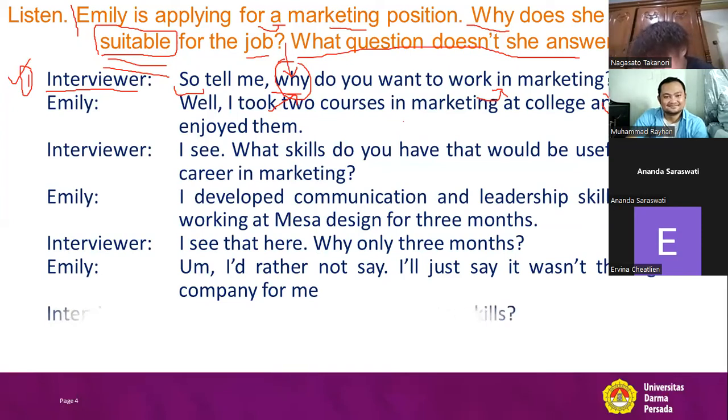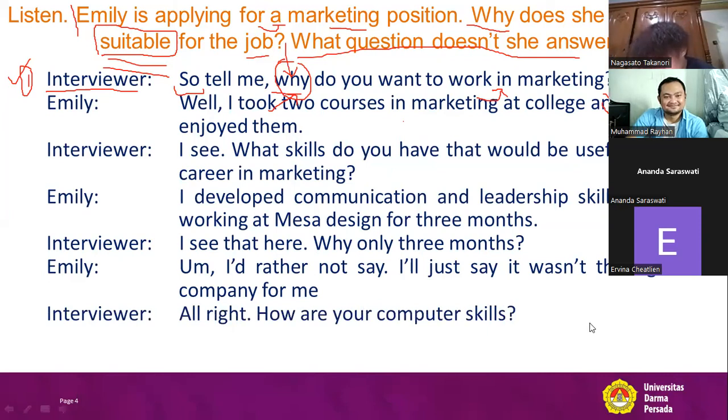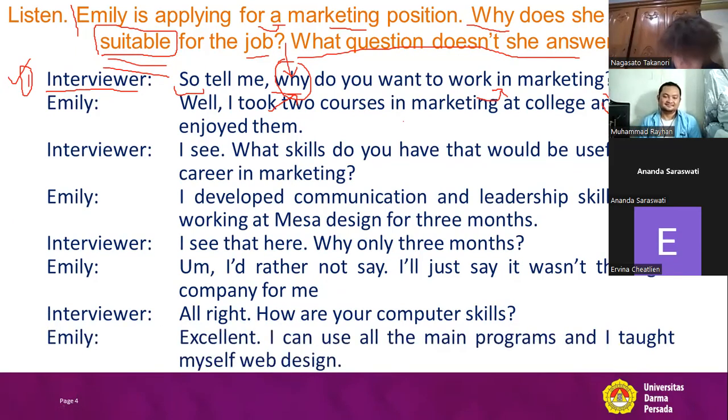Okay, all right. And then he says, all right. How are your computer skills? So here going down, how are your computer skills? And then it says, excellent. I can use all the main programs and I taught myself web design. It's very simple, okay? Right, so I think you might want to try that yourself. But before we wrap up today's session, I would like to listen.